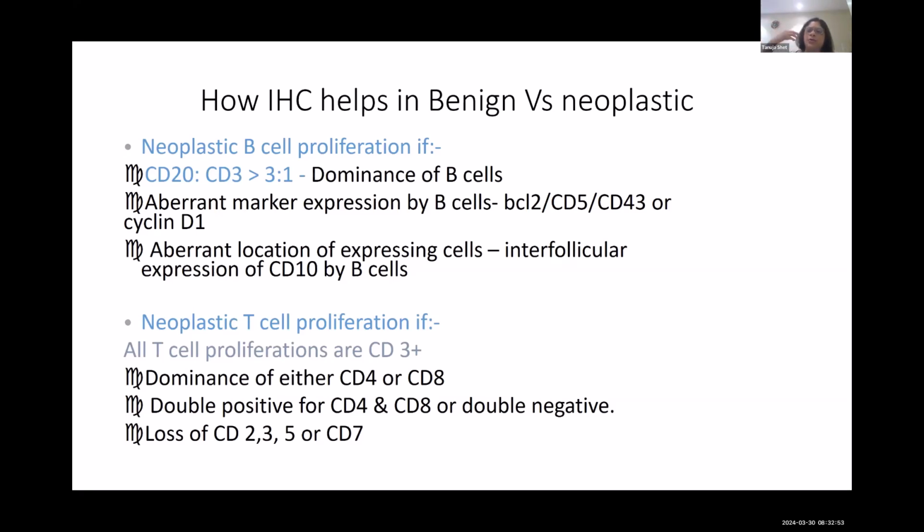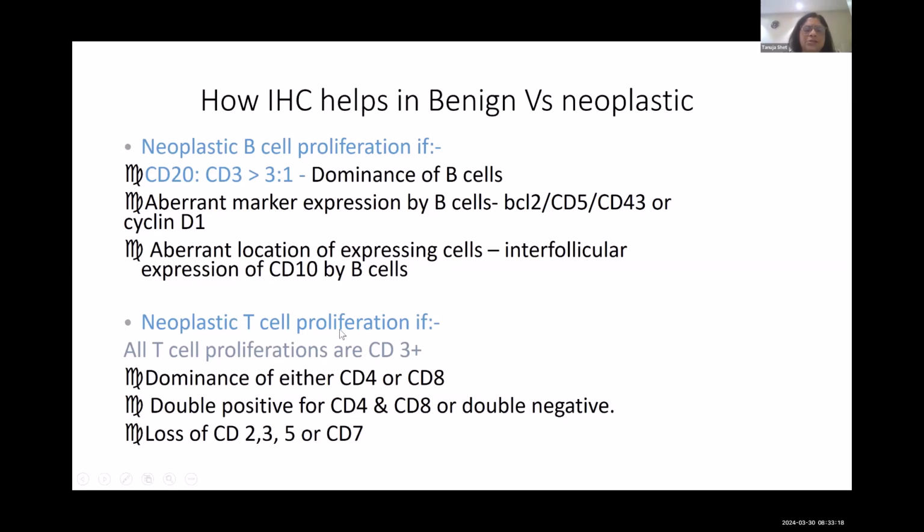And not only should the CD20 be more, you should have an aberrant marker expression by the B cells. Aberrant, for example, you have aberrant location of the expressing cell. For example, germinal center markers are CD10 and BCL6. If I have the CD10 and BCL6 in the interfollicular area, that means the germinal center cells have spilled into the interfollicular area, and that is a clue for a follicular lymphoma.